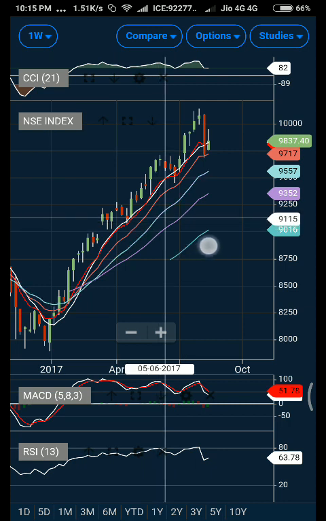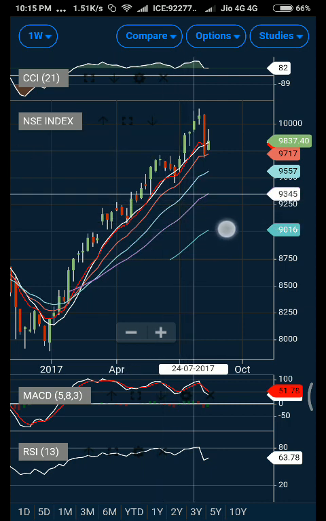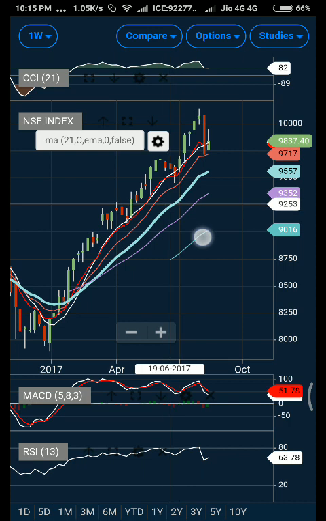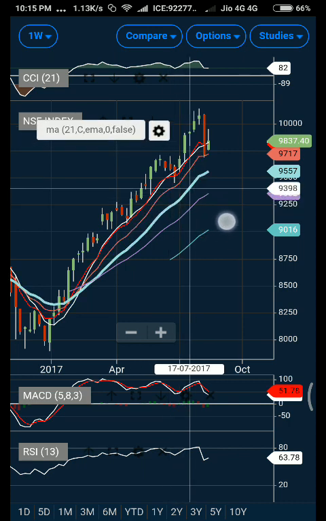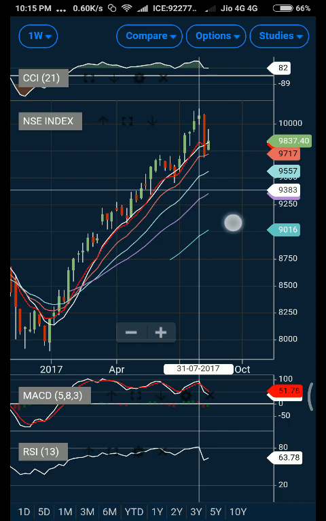A break below that level can take the market further down, but 9717 and 9888 are the levels one should be watching out for. Further, MACD is also trading in a positive zone. A bearish crossover in a positive zone only suggests a correction. So unless MACD goes into the negative zone, I don't think there is much to worry about.